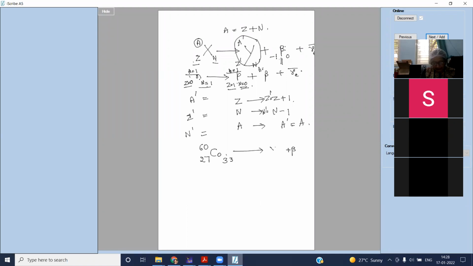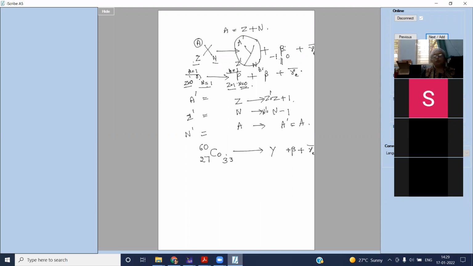What should I write here? I write the daughter nucleus as Y. And then this has an antineutrino, I don't care. But now what is the Y? Y should have an atomic number. What should be the atomic number? Sorry, not atomic number. What is the mass number for Y?